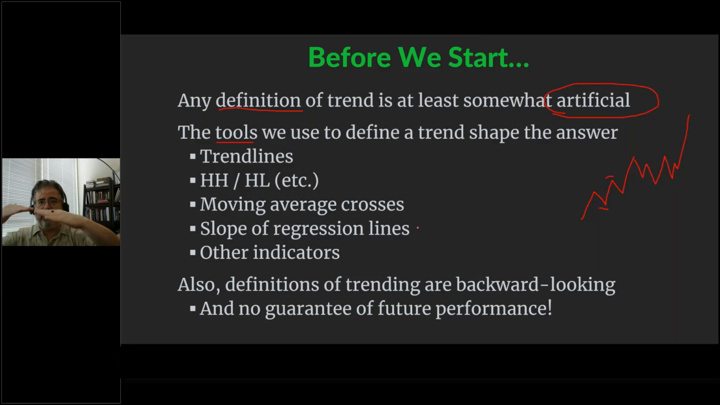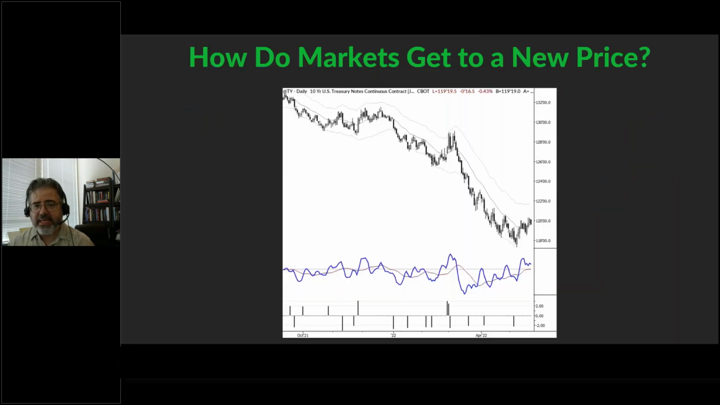If you're just looking at my hands here, it's very imprecise. If you have a line that could slope in different ways, at what point is it trending here? Is it trending here? You still have to have some number that says this is the cutoff where it's actually trending. And also realize that anytime we say a market is trending, that's backward looking, and it doesn't tell us necessarily what's going to happen in the beginning.